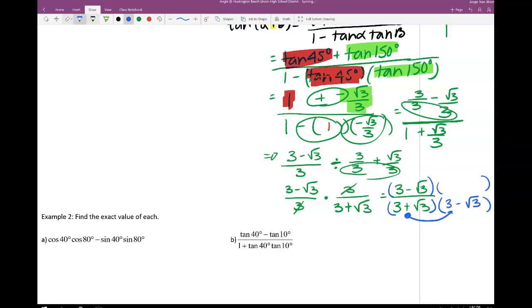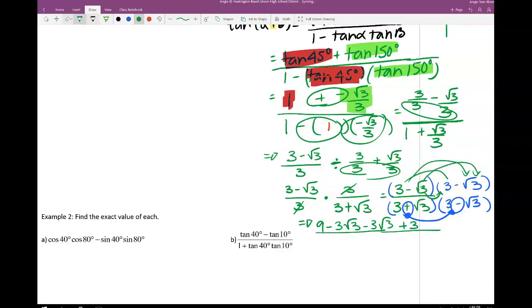Okay, what is the conjugate? The conjugate means this sign right here and this sign is the opposite. Okay, what you multiply to the bottom, you multiply to the top. And let's work this out cautiously. Do your algebra work carefully. 3 times 3 is 9. 3 times negative rad 3 is negative 3 rad 3. In the middle, another negative 3 rad 3. The end, negative rad 3 times negative rad 3 is positive 3.